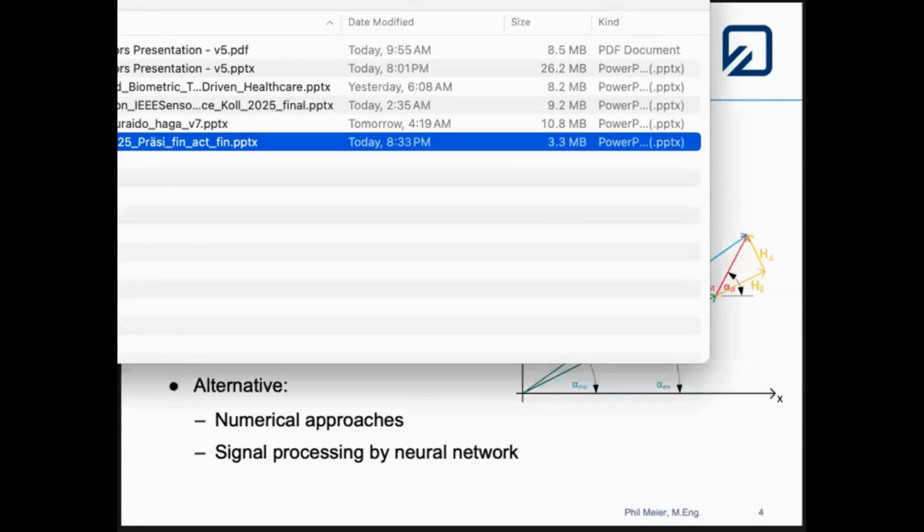So our approach from last year was: we use not one sensor, we use a multitude of sensors, a sensor array, all measuring the encoder field at different positions. And this allows us for some alternative methods, numerical approaches, or in our case, signal processing by a neural network.